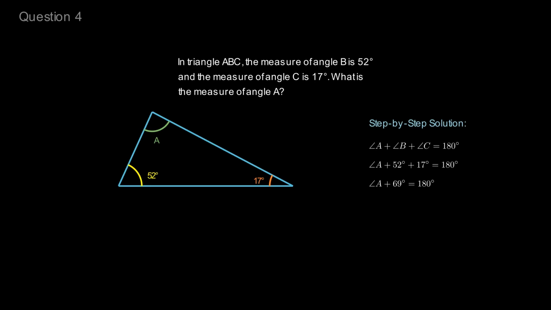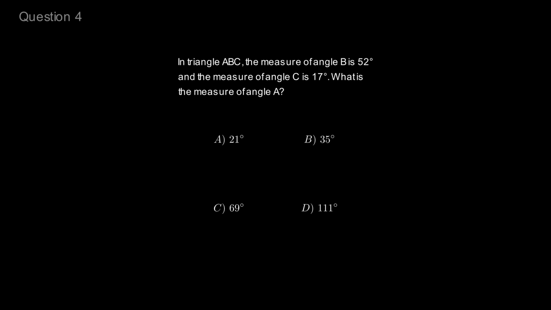Combining the known angles gives us angle A plus 69 degrees equals 180 degrees. To isolate angle A, we subtract 69 degrees from both sides. Angle A equals 180 degrees minus 69 degrees, which is 111 degrees. Looking at our choices, this matches option D, so D is our correct answer. Let's look at question 5.